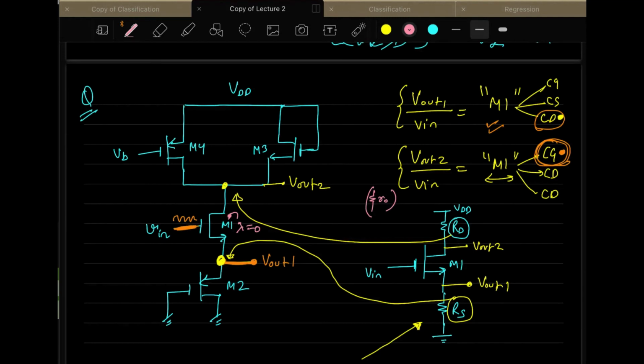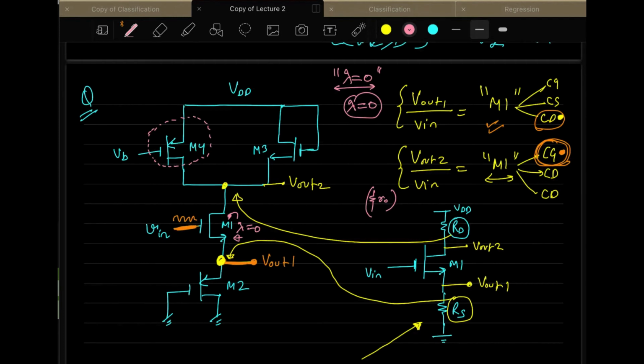But if the question says take lambda as 0, that means you have to take lambda as 0 for all the MOSFETs. But if I am writing lambda as 0 for a specific MOSFET like this over here, then you have to take RO equal to 0 for MOSFET M1 only and not for all the others. If this is okay, then observe one thing here. You have already calculated the output resistance for this MOSFET. If you have not, then you can do it yourself also.